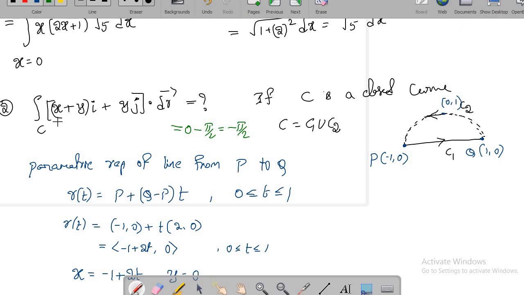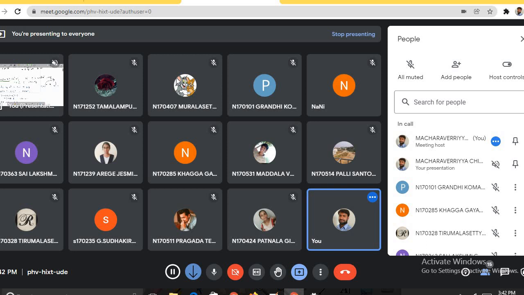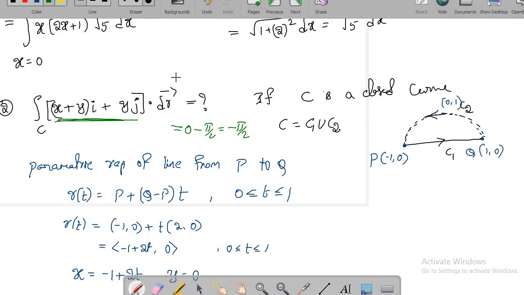You tell me one thing, is this vector field conservative? Whatever is written here, x plus y into i plus y j, is it conservative? Yeah, your answer is no. So it is not conservative. If it is conservative, our life will become easy. If the vector field is conservative, then the line integral is independent of path. Here you have a closed curve, so the value will become 0. The answer will become 0 if it is conservative. But it is not conservative, so I cannot apply that.